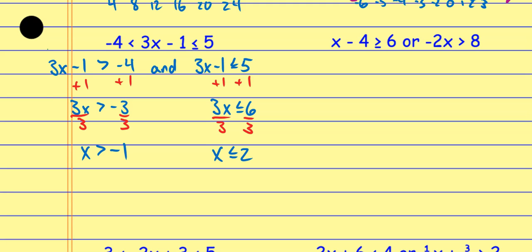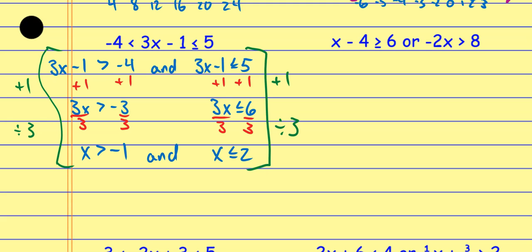In this first inequality right here, I added 1 to each side and then divided each side by 3. If I look at how I solved this inequality, I added 1 to each side and then divided each side by 3. And so notice I did the same steps. Here's the other way that you can solve this. Let me slap the word and in between. That would be one of my answers. I could write it as, x is greater than negative 1 and x is less than or equal to 2.